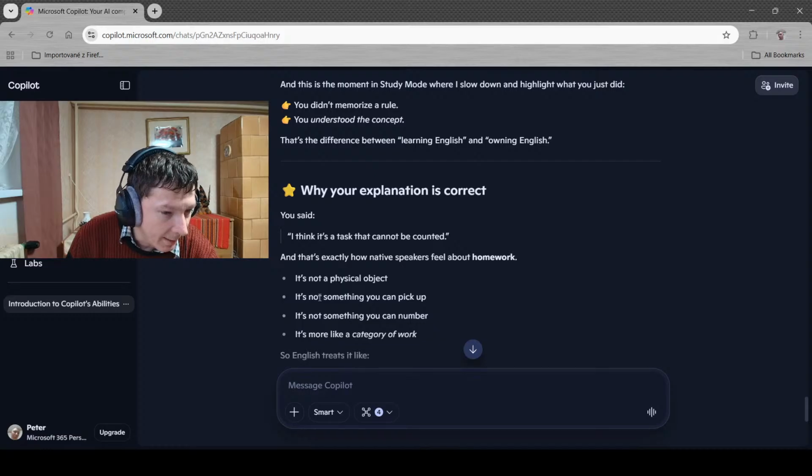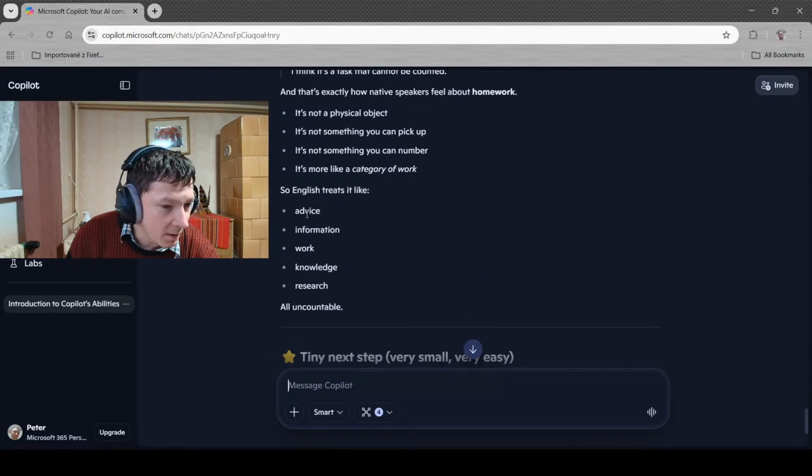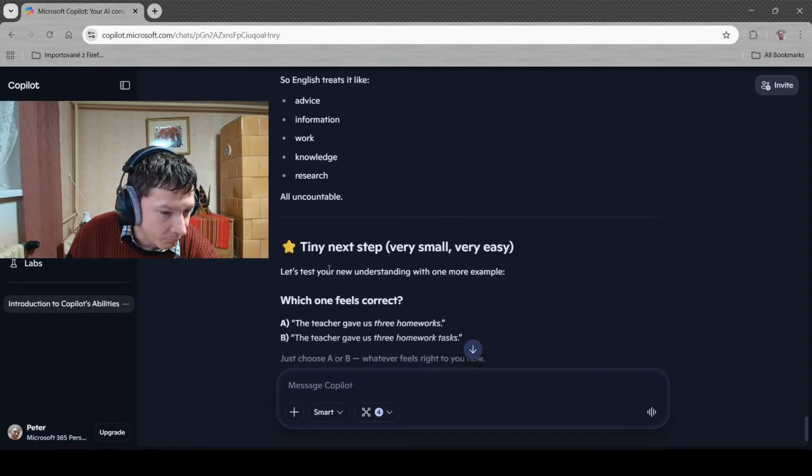It's not a physical object. It's not something you can pick up. It's not something you can number. It's more like a category of work. Yes, you are right. So English treats it like advice, information, work, knowledge, research, all uncountable.